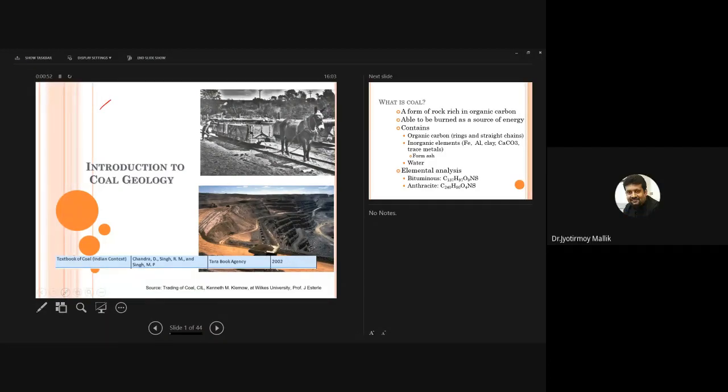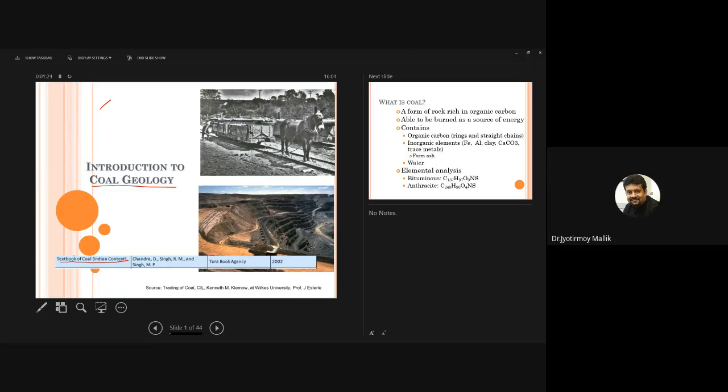Yes, sir. Okay, fantastic. So we are going to start with coal geology. As I have been saying, the textbook that you have to follow is called Textbook of Coal, Indian Context, and the author is Chandra and Singh. This book is available in the library. I don't know if they have already made the e-copy for it. If not, please ask them to do so.